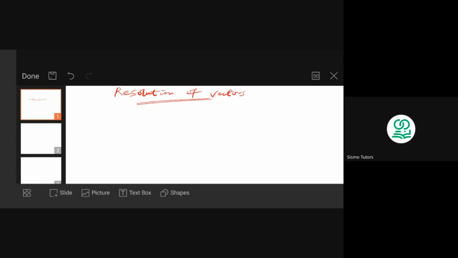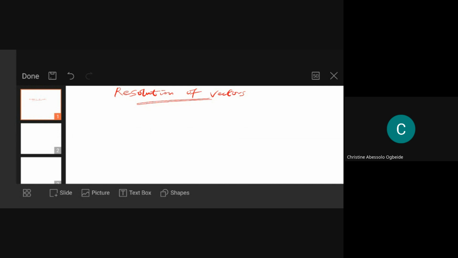I want us to look at resolution of vectors. We've solved problems on vectors that are inclined at an angle. We've also solved problems when the angle is 90 degrees. And today we want to look at how we can bring vectors that are of various components into just two components. That's the whole idea about resolution of vectors.